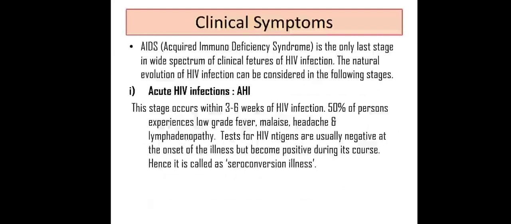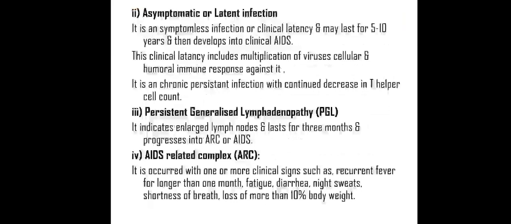50% of persons experience low-grade fever, malaise, headache, and lymphadenopathy. The tests for HIV antigens at this stage are usually negative at the onset of illness but become positive during its course. Hence, it is called seroconversion illness. The second stage is the asymptomatic or latent infection, also considered the carrier state. It is a symptomless infection, or clinical latency, and may last for 5 to 10 years and then develop into clinical AIDS.